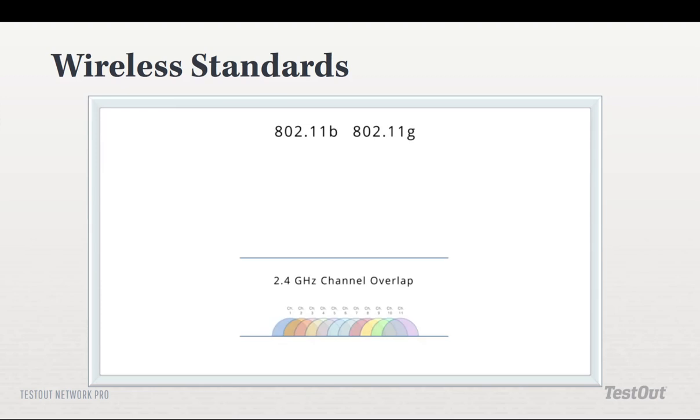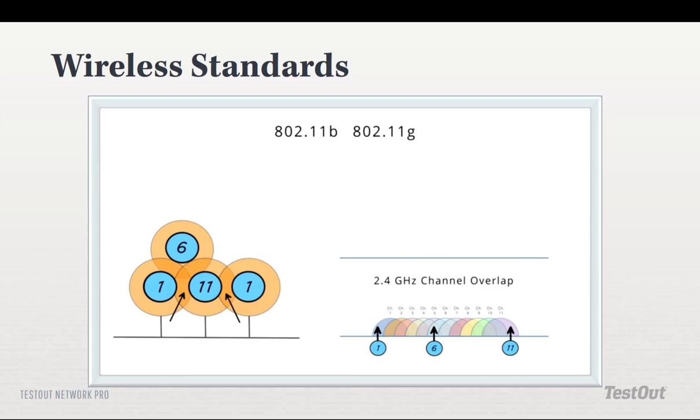So what we need here is the non-overlapping channels, which you're going to see in here. So the 2.4 is going to have 11 channels. What we want to do is take out the non-overlapping ones, which is 1, 6, and 11.